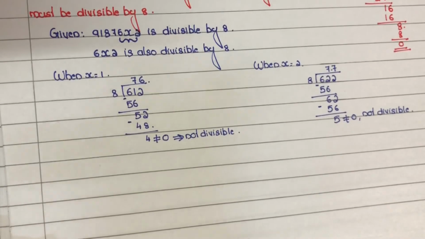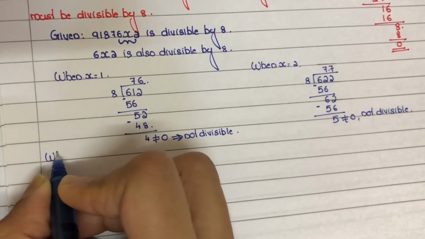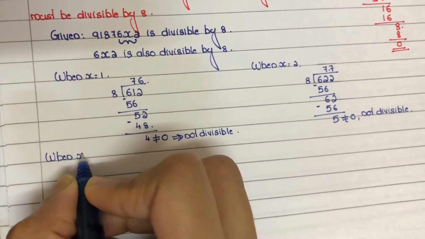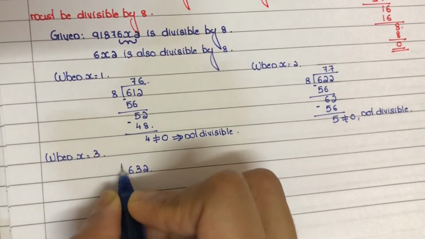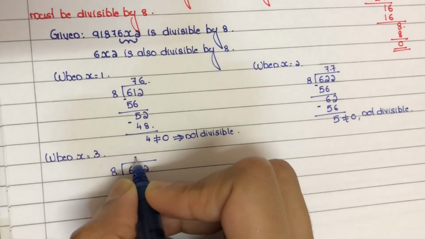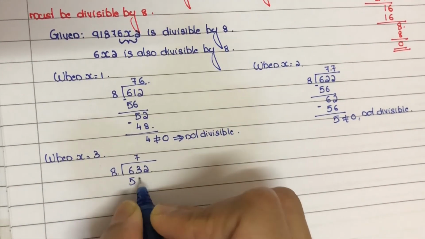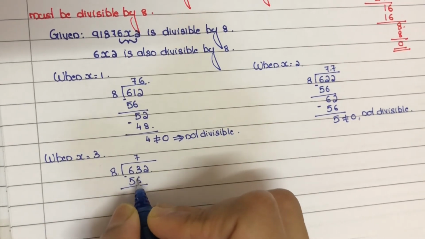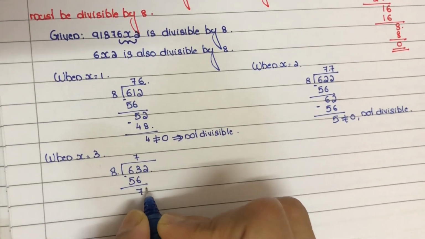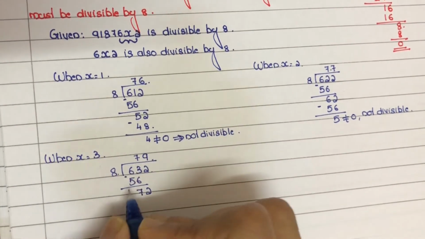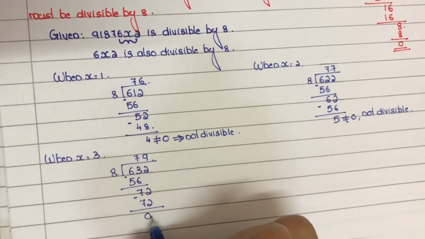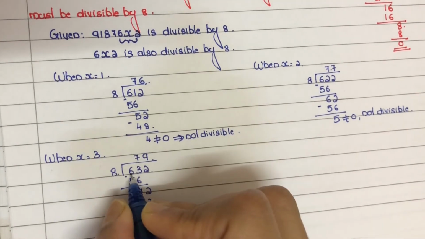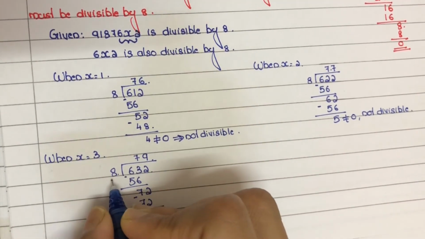Okay. Now next, when x equal to 3, that is 632, divide by 8. Again 7, 56, 63 minus 56 is 7, 72, 9. 9 into 8, 72. 72 minus 72, remainder is equal to 0, which implies 632 is divisible by 8.